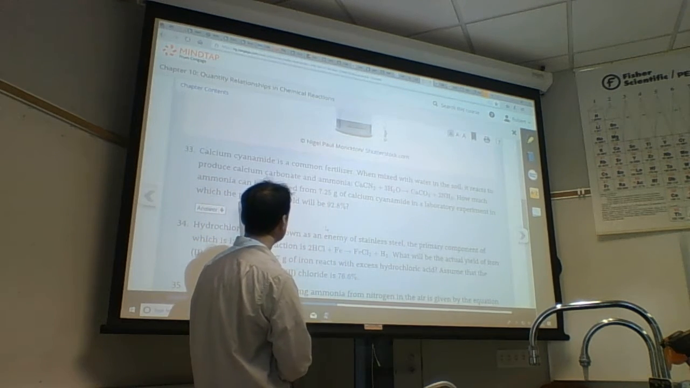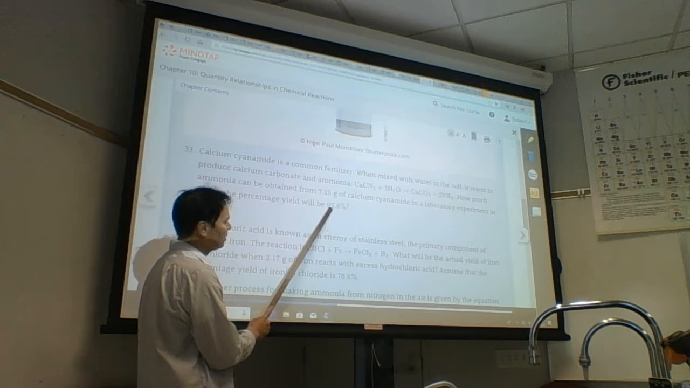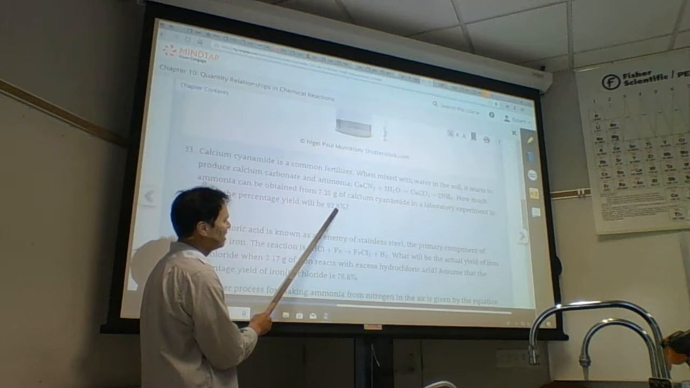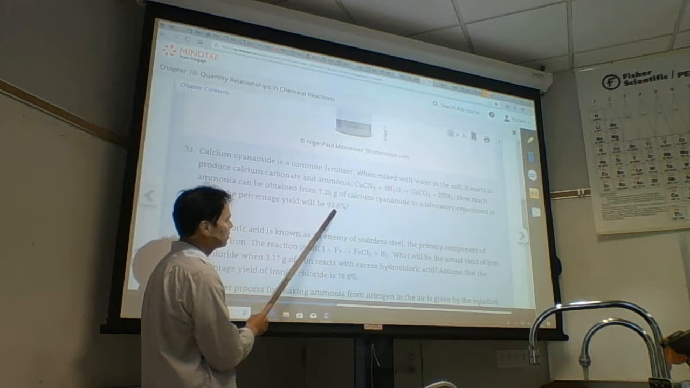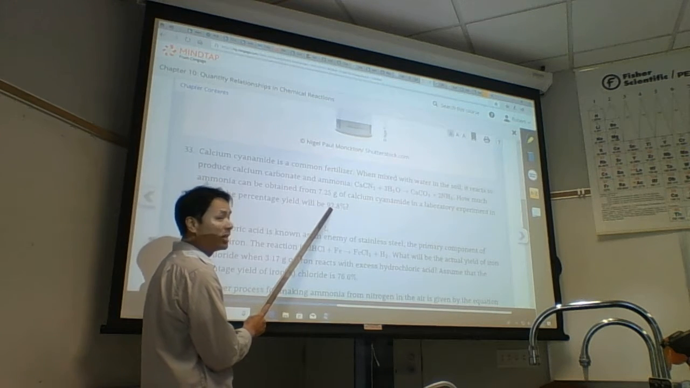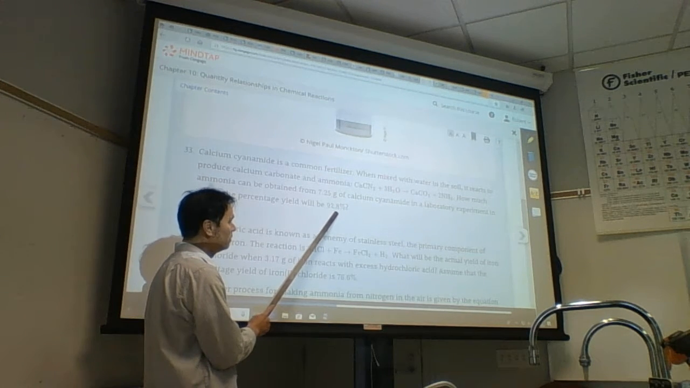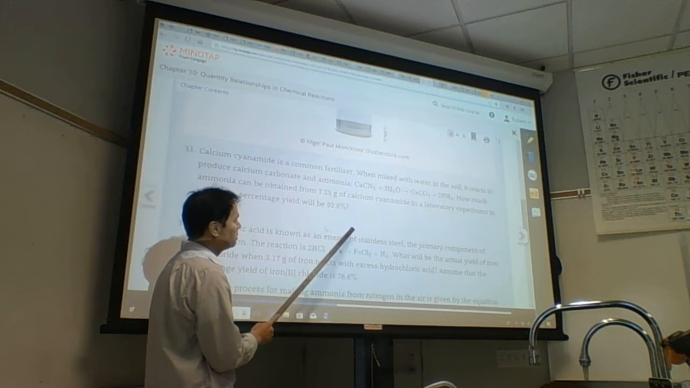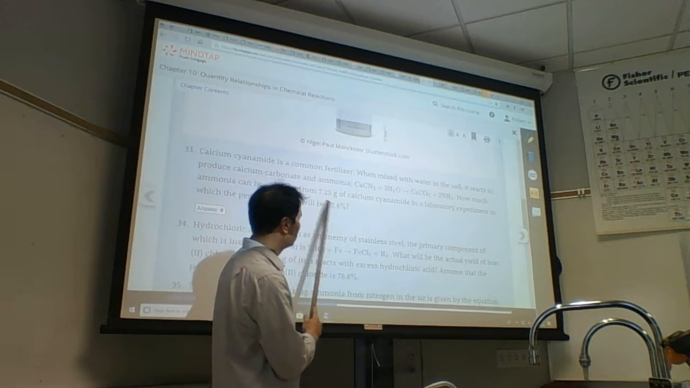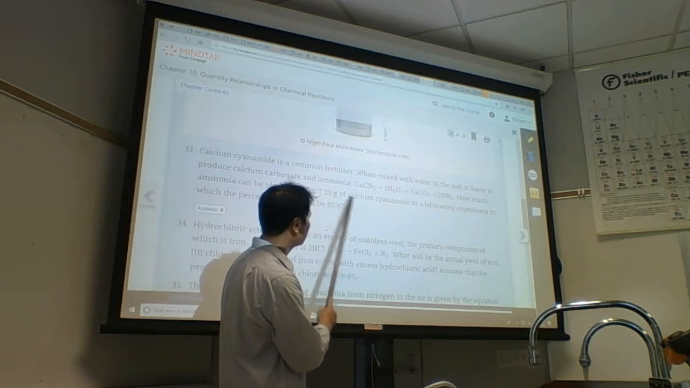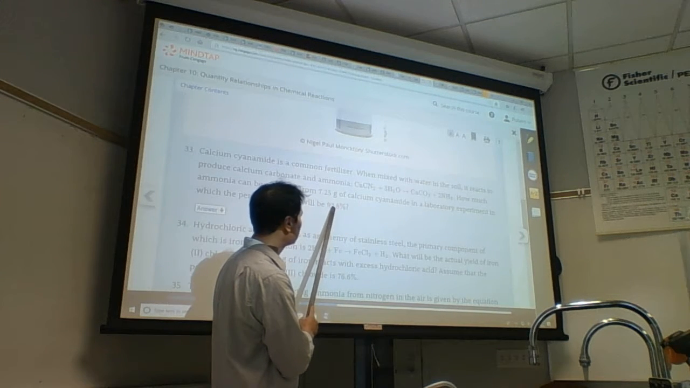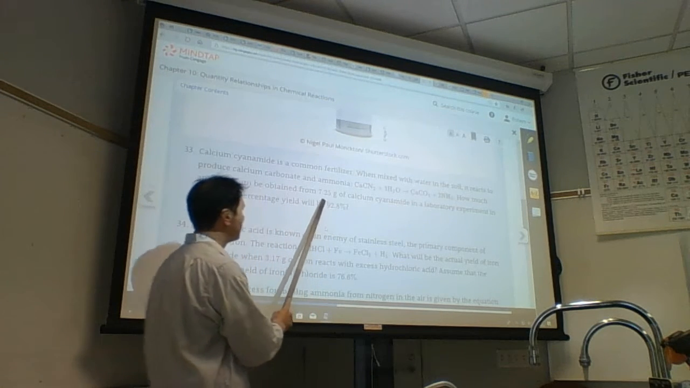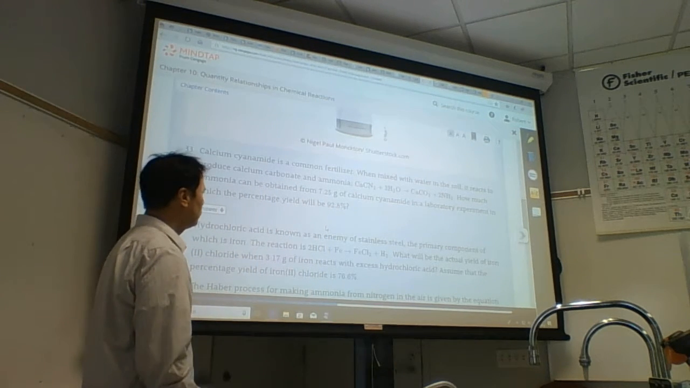Okay, how much ammonia can be obtained from 7.25 grams of calcium cyanamide in a laboratory experiment in which the percentage yield is 92.8%? So they're going to lose. How much are they going to lose? They're anticipating losing 7.2%. And so what they're asking here is, how much can they expect to recover based on losing this much, or retaining that much? And so what do we do here?